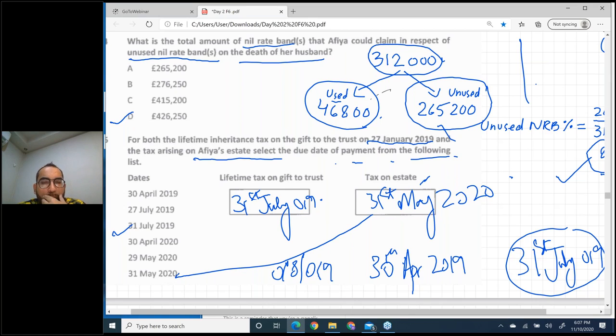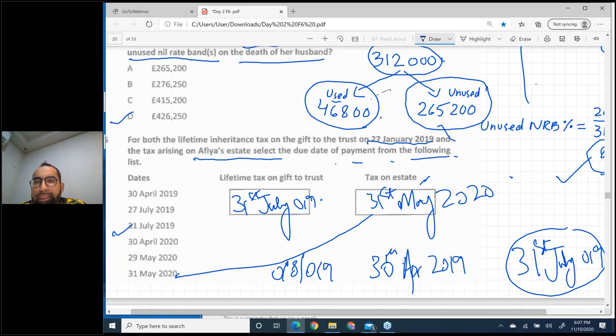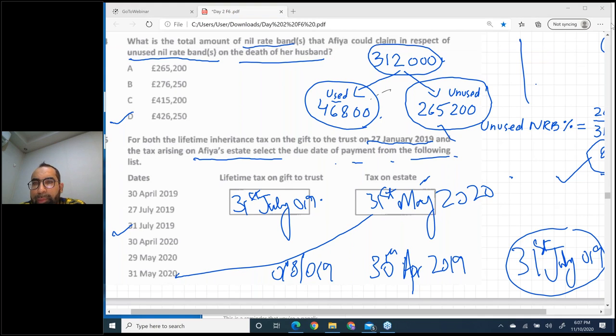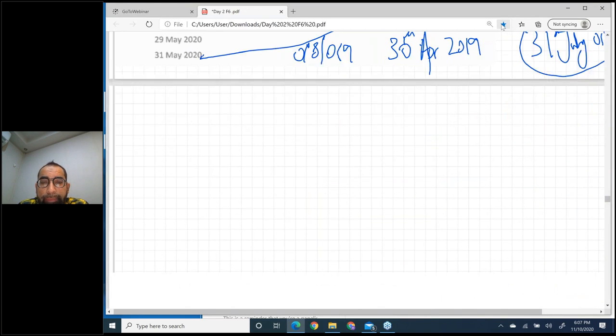So that's the end of our IHT, and now we are moving towards value added tax. Be very active. Value added tax is also very important and a very logical theoretical area. Logical theories are there in that topic.